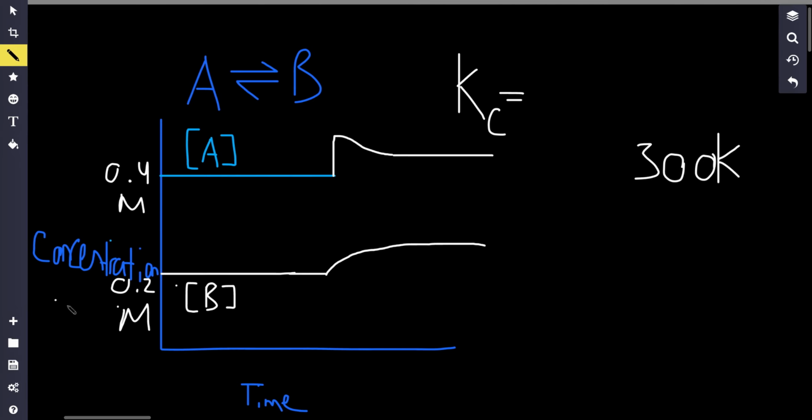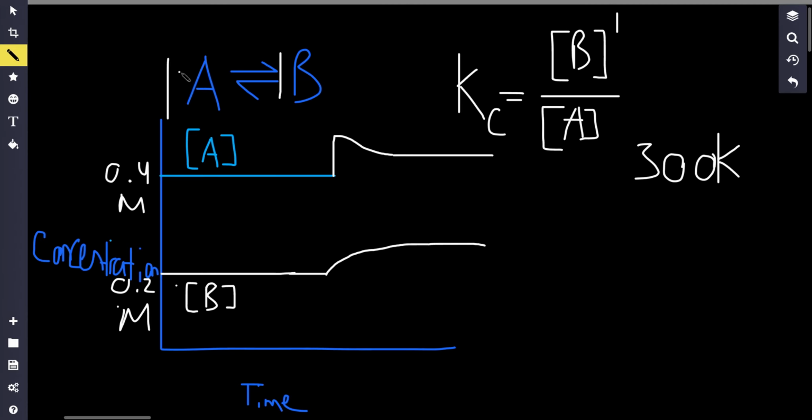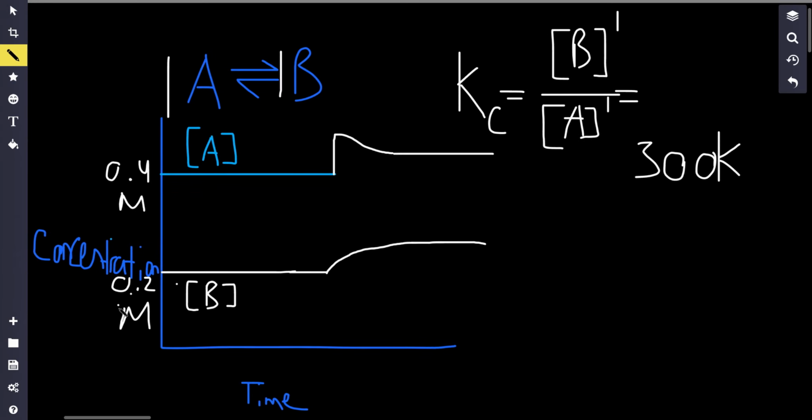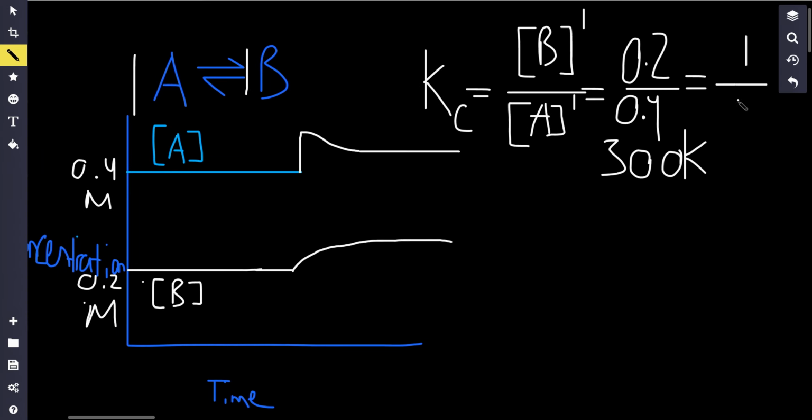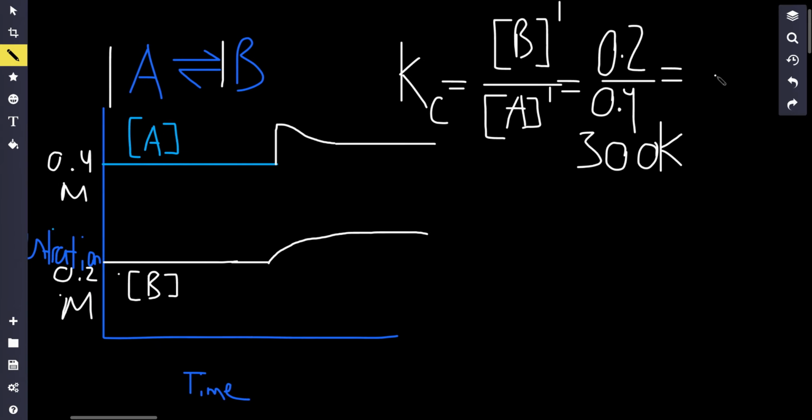But the equilibrium constant, remember, is going to be the concentration of your products raised to their respective moles. So in this case, there's only 1 mole of B, so I'm going to raise this to the first power. And this is going to be divided by the concentration of the reactant raised to the mole. So there's only 1 mole of that, so it's to the first power. So in this case, my equilibrium constant is just going to be 0.2, because that's the concentration of B, divided by 0.4, because that's the concentration of A. And that's just going to be 1/2, or 0.5.